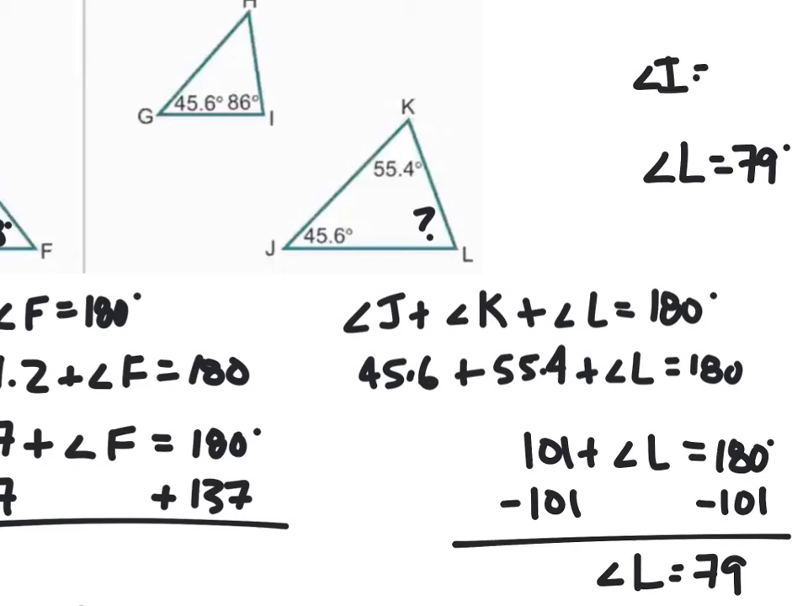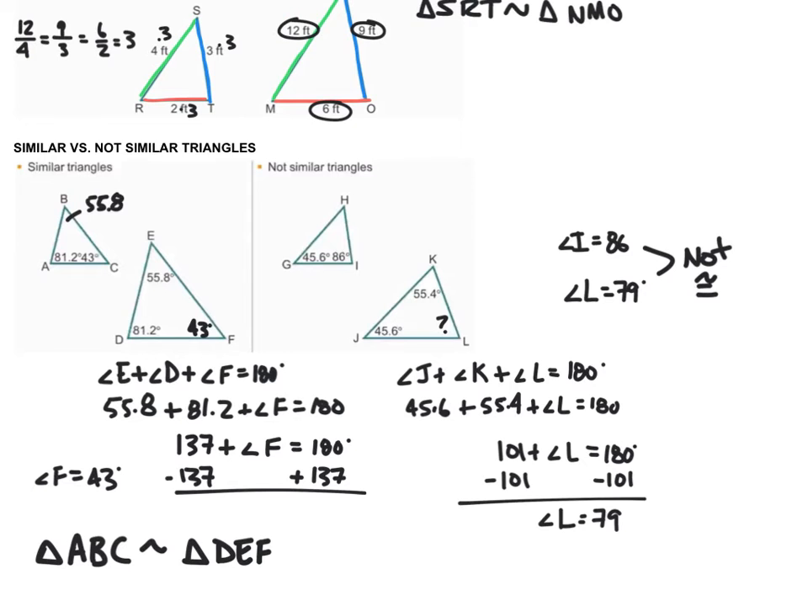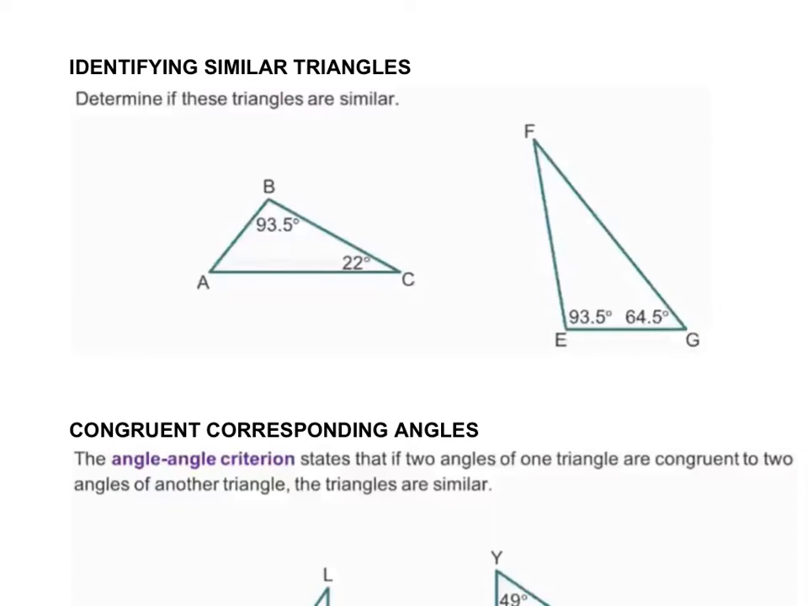Angle I is equal to 86. So these are not congruent. Therefore, these triangles are not similar. All the angles from one triangle have to be congruent to the other in order for them to be similar. So let's apply that same thing to this.